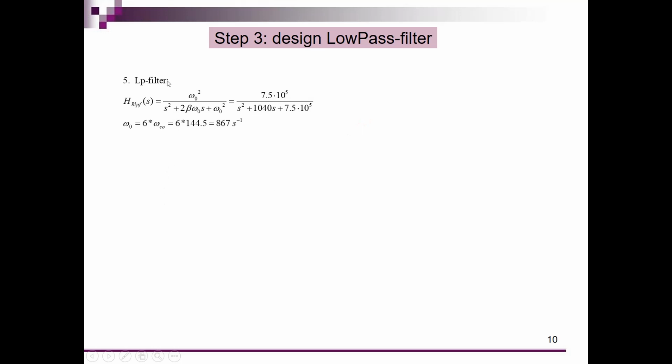Well, then you could use the general transfer function of a second order low pass filter, which is equal to omega 0 squared divided by s squared plus 2 times beta times omega 0 times s plus omega 0 squared. Well, we have said that the omega 0 put that to 6 times the crossover frequency, so 6 times 144.5 radians per second in this example, which equals 867 radians per second. And you use a beta value of 0.6.